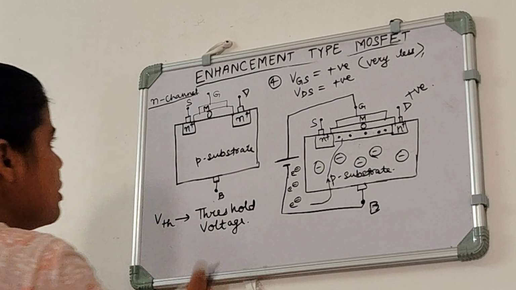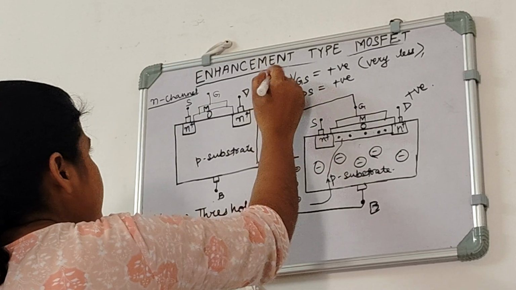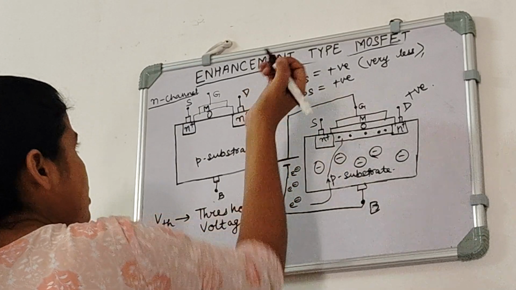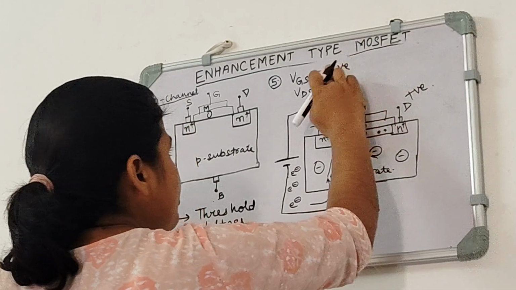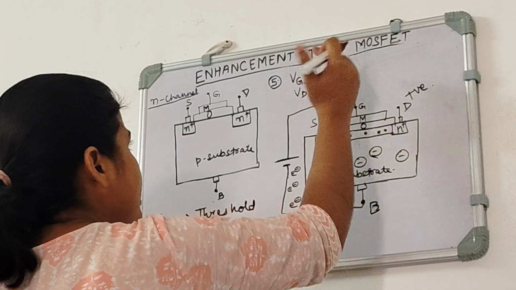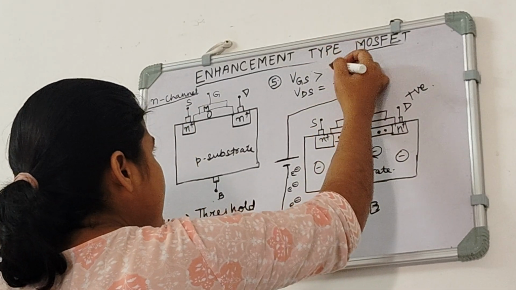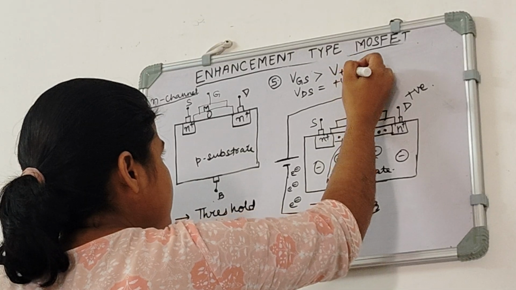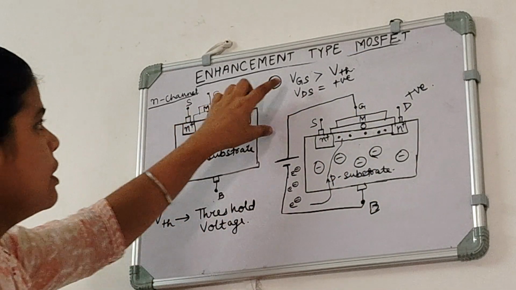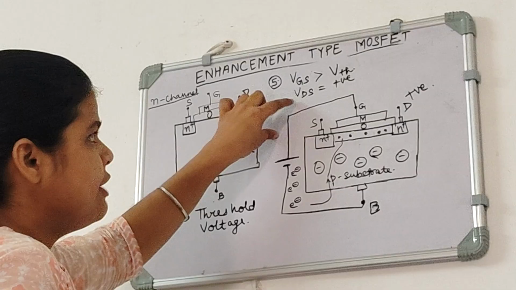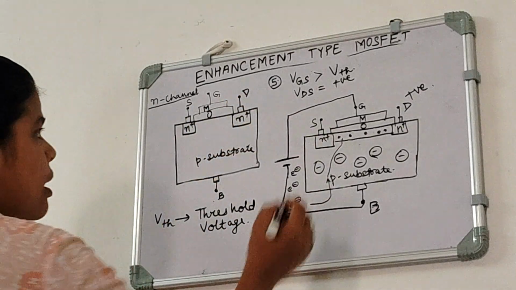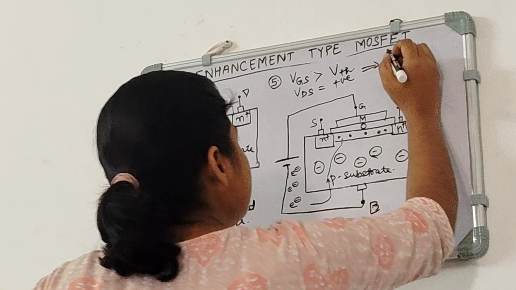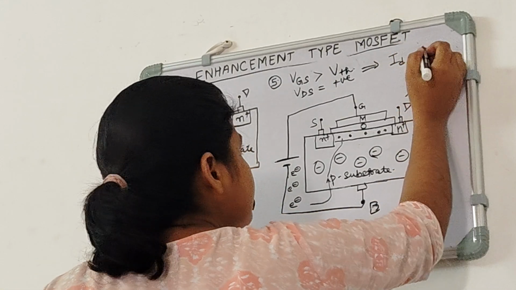So our fifth condition will be VGS is not only positive, it is greater than VTH. When VGS is greater than VTH and VDS is positive, we will have some finite ID.